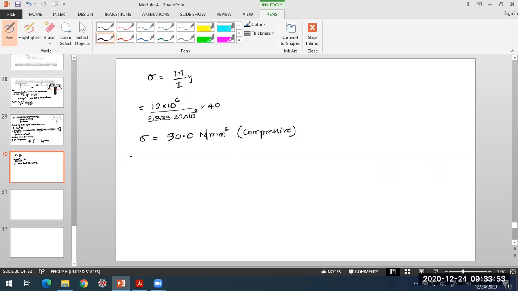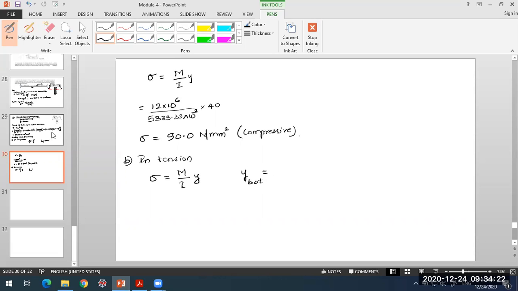Okay, that is a compressive stress, maximum compressive stress. Next, in tension, I need to know what is a maximum bending stress in tension. Same, I'll be applying the flexural equation for the bending stress, M by I into y. But in this case, maximum tensile bending stress will occur at the bottom. So we'll consider the extreme fiber distance towards the bottom.